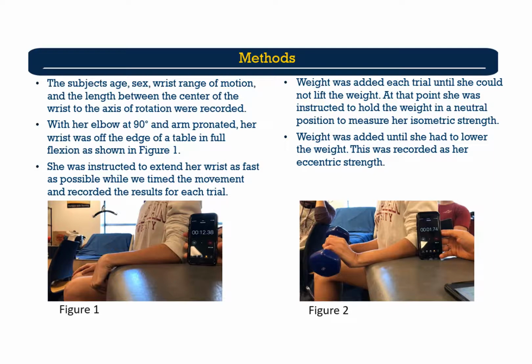for each trial. Weight was added until she could no longer lift the weight but hold it steady. This is where the isometric range began, and we continued to add weight until she was forced to lower it, which was recorded as her eccentric strength.